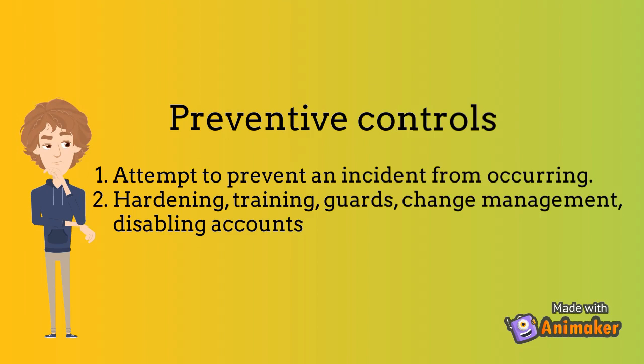Ideally, an organization won't have any security incidents, and that is the primary goal of preventive controls, to prevent security incidents. Some examples are hardening, security awareness and training, security guards, change management, account disablement policy.